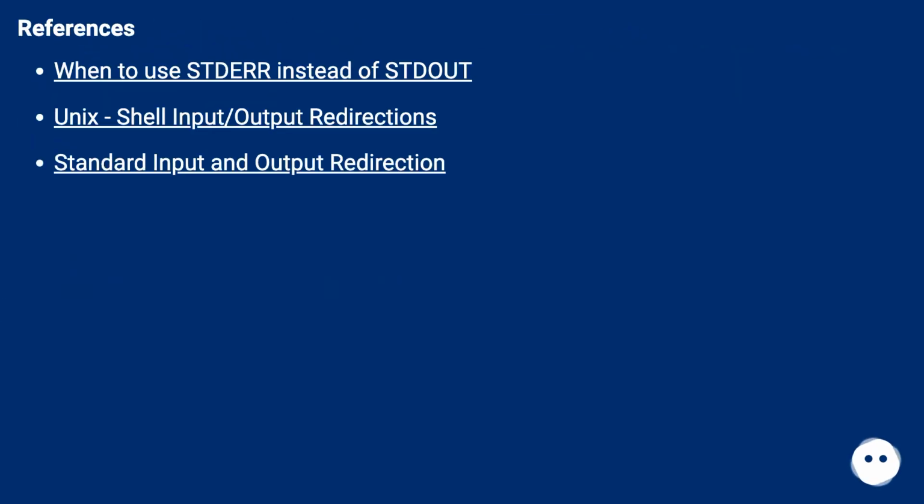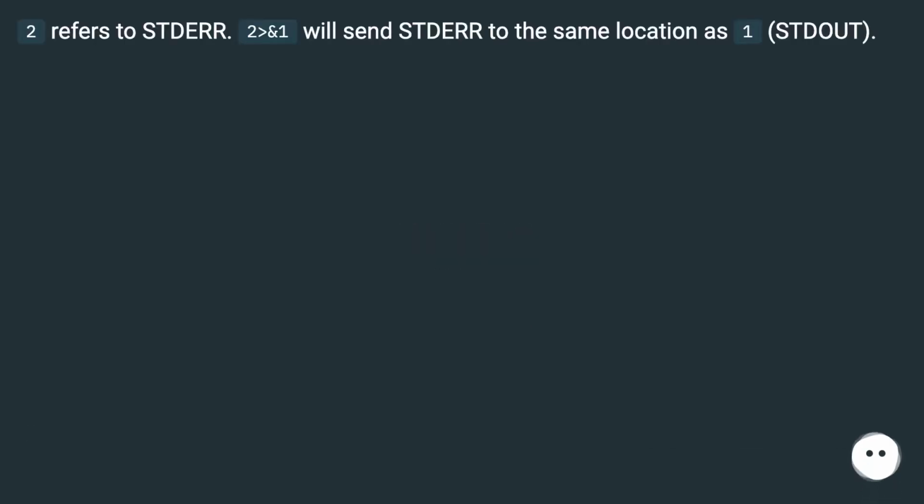References. When to use stderr instead of stdout. Unix shell input, output redirections. Standard input and output redirection. 2 refers to stderr. 2>&1 will send stderr to the same location as 1, stdout.